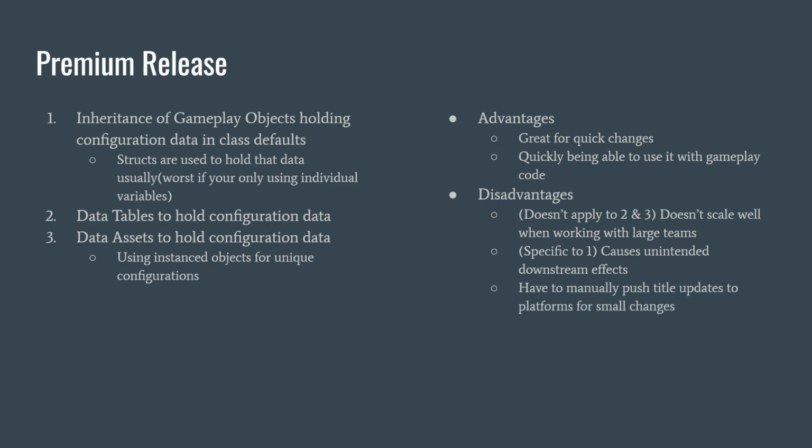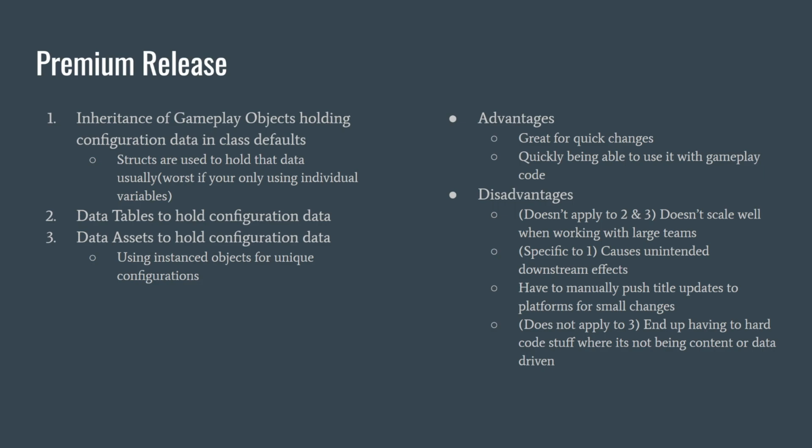And this is across all three of them. You do have to manually push title updates to platforms for small changes. The reason is that if you release your game and then make a change to a data asset, that is still a cooked asset on disk that needs to be recooked and packaged and then sent out to the platform holders so they can go through certification, and then the update can be sent out to the players. It's very slow, very methodical, and you cannot get small changes in there. So you end up having to batch a bunch of changes at once, and it slows the momentum of the project.